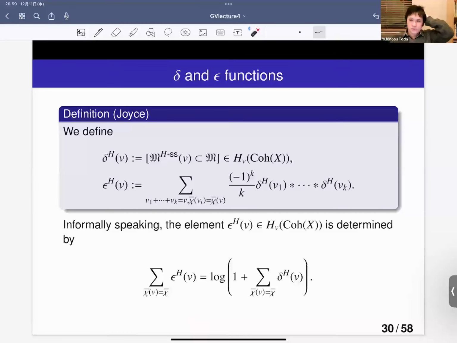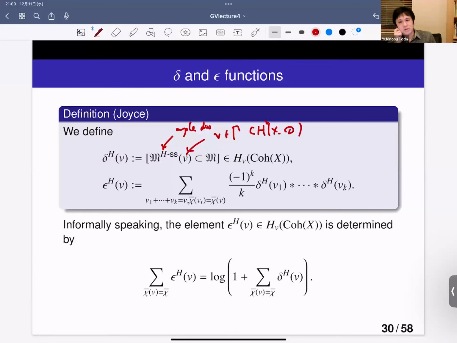Then the important point is how to define the logarithm of the moduli stack. Let's take an ample divisor H, and v an element of gamma, where gamma was in H times Q. Then there is a moduli stack of semistable sheaves, which is an Artin stack of finite type with affine stabilizers. So there is a natural open substack, and this open substack gives an element of this motivic Hall algebra.